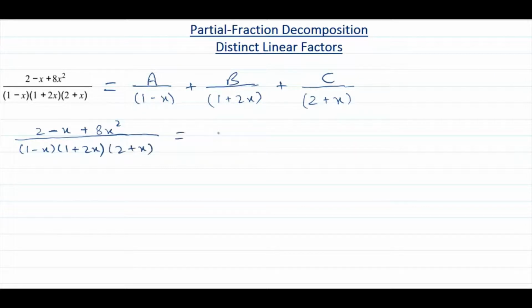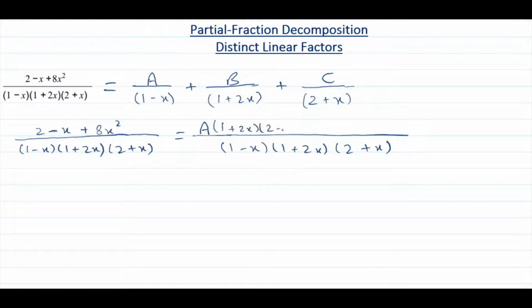On the right hand side we have to take the LCM. So in case of expressions like this, LCM is simply the product of all the denominators. So that's 1 minus x, 1 plus 2x, and 2 plus x, right? In the first term, we have A, हमारे पास denominator में already 1 minus x है, इसको बाकी दोनों factors से multiply करना पड़ेगा. That's A into 1 plus 2x into 2 plus x. And then we have plus B into 1 minus x into 2 plus x, and then we have C multiplied by 1 minus x and 1 plus 2x.